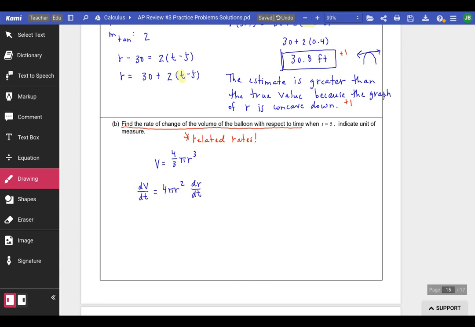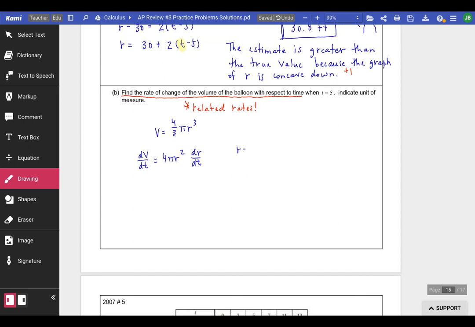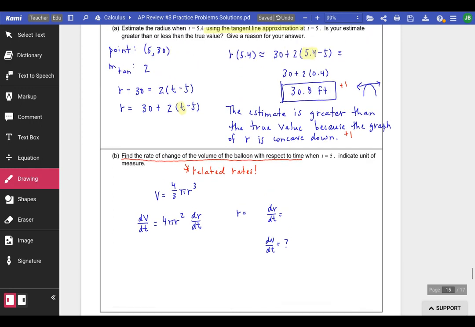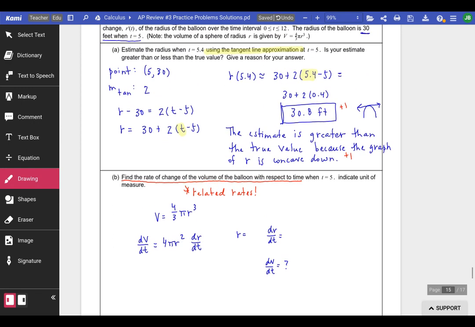So now it looks like I've got 3 quantities here. I've got r, dr/dt, and dV/dt. Now they're asking us to find the rate of change of the volume with respect to time. That means dV/dt is our unknown. So hopefully I know these other values. Well, r and dr/dt, we actually know and we used them above. At time t equals 5, we knew the radius was 30.